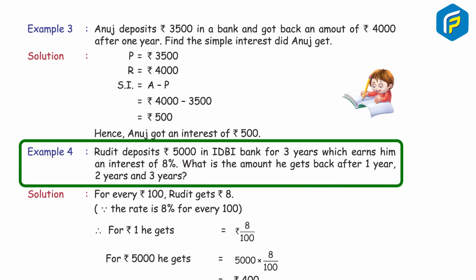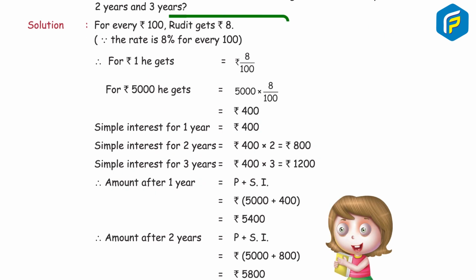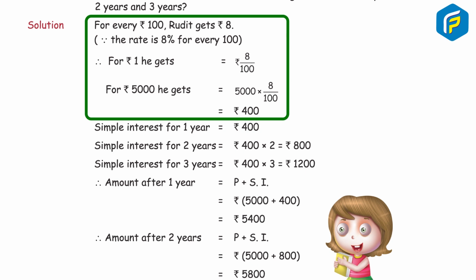Example 4. Rudit deposits rupees 5,000 in IDBI bank for 3 years, which earns him an interest of 8%. What is the amount he gets back after 1 year, 2 years and 3 years? Solution: for every rupees 100, Rudit gets rupees 8. The rate is 8% for every 100. For rupee 1 he gets rupees 8 upon 100. For rupees 5,000 he gets 5,000 into 8 upon 100 equals 400.